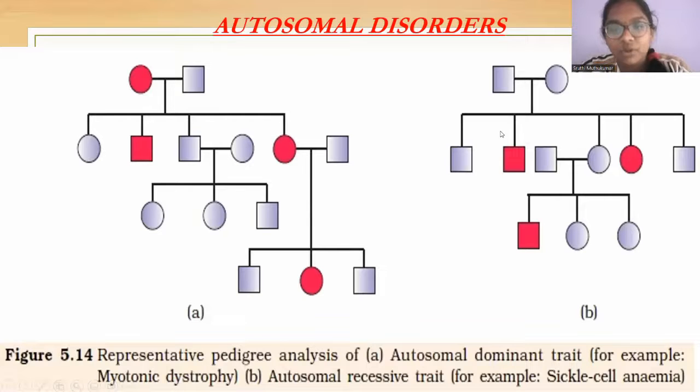Now here, coming to autosomal recessive, for example, sickle cell anemia, which is given over here, and we are talking about sickle cell anemia in this video.